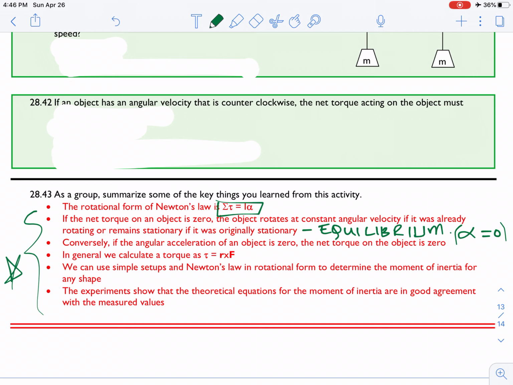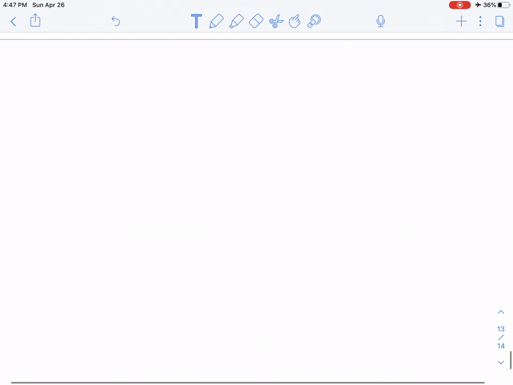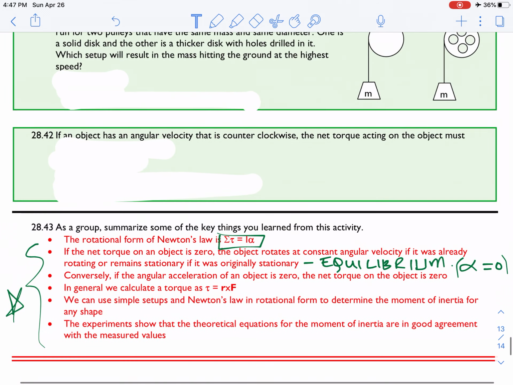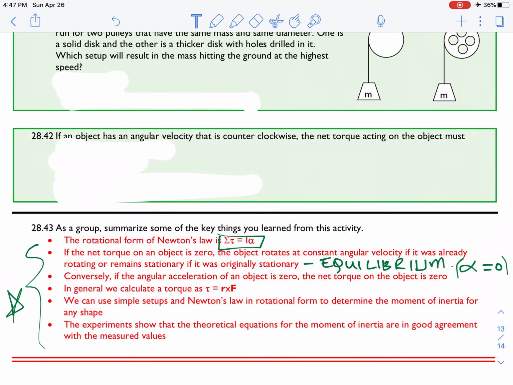Again, we practiced that. So the experiments show that the theoretical equations for the moment of inertia are in good agreement with the measured values. Okay, and that's what we also showed. We had about 5% error, but it is acceptable. So this is the end of today. Again, I'm going to add more problems later, but I want you to really understand the concepts now.